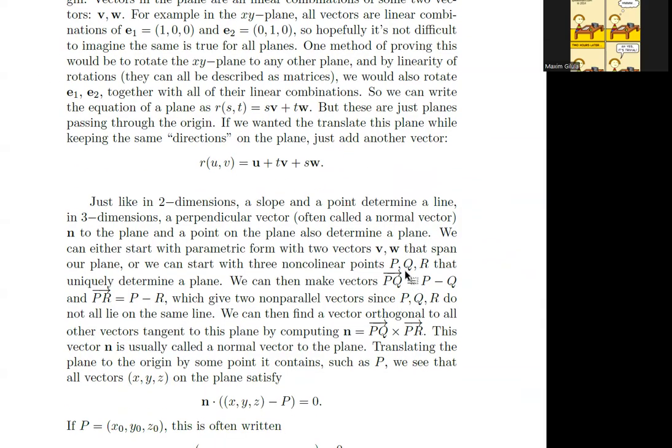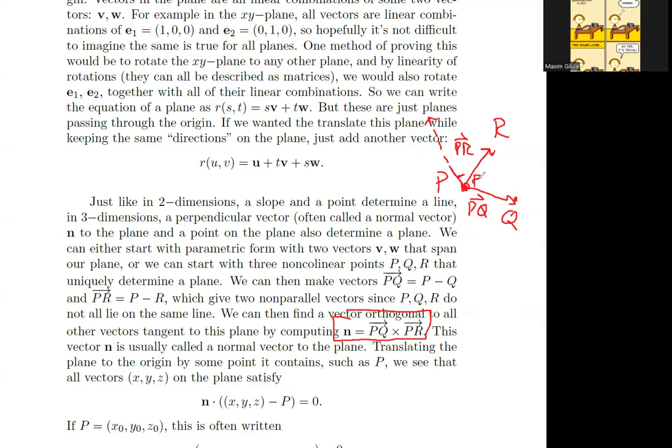So 3 non-collinear points, so not lying on a line, we could call them P, Q, R, and we can make 2 vectors out of them. This one is called PQ vector, and this one is called PR vector. So we have these 2 vectors. We can actually describe this plane by computing the cross product, and then we call this the normal vector n. So compute n as PQ cross PR to get a normal vector. And then you know a point on the plane. The point is P.